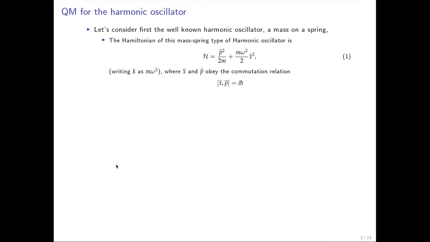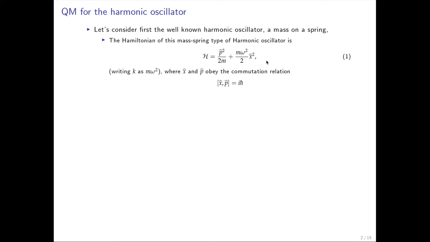All right, well, let's consider first the well-known harmonic oscillator, and probably the simplest example that you're familiar with is a mass on a spring. And so you probably know that the Hamiltonian of a mass-spring type of harmonic oscillator looks like this. It has two terms, p squared over 2m, and m omega squared over 2 times x hat squared.